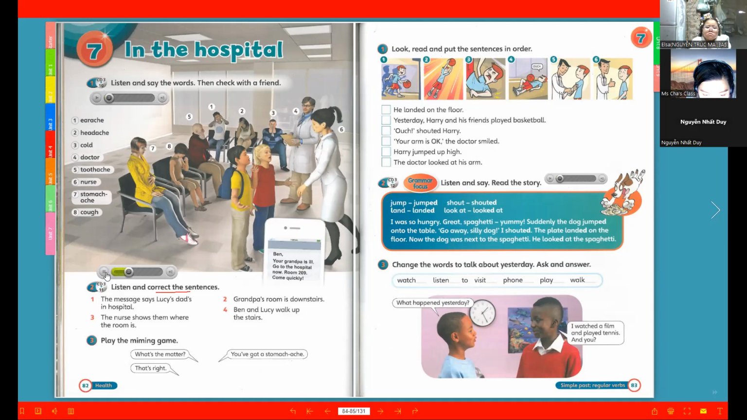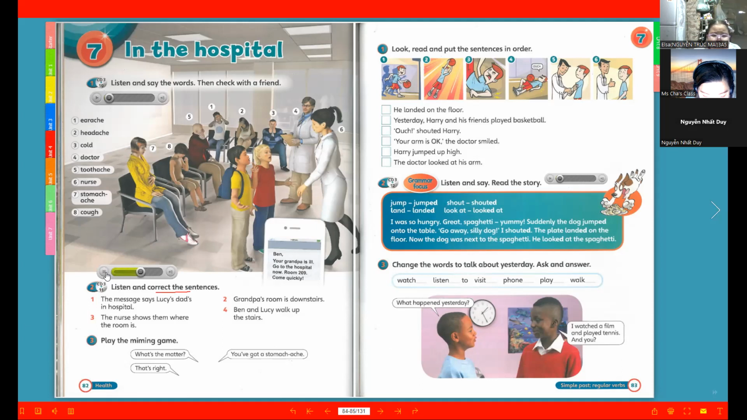I've just got a message. My grandpa is ill. What's the matter? I don't know, but it's more than just a headache or cold. He's in hospital. Oh no. Let's go there immediately. Yes, the last clues can wait.